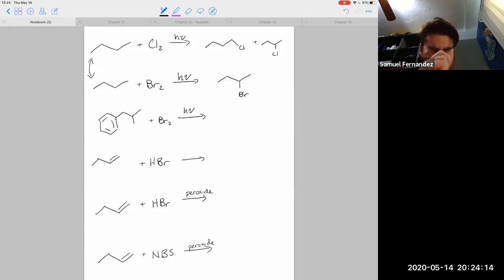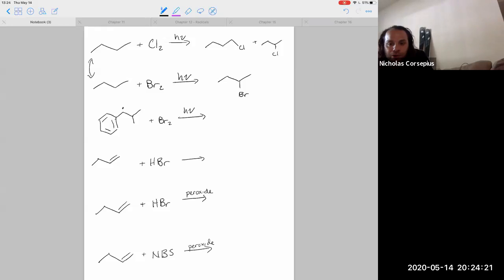Since it's the aryl carbon, is that one? It's actually the benzylic, but whatever. Let's not get all bogged down in that. The bottom line is, the reason why it's this carbon is that the more highly substituted carbon has the more stable radical. When you have a benzene ring in there, by far the most stable radical, even compared to a tertiary one, is going to be that benzylic carbon.